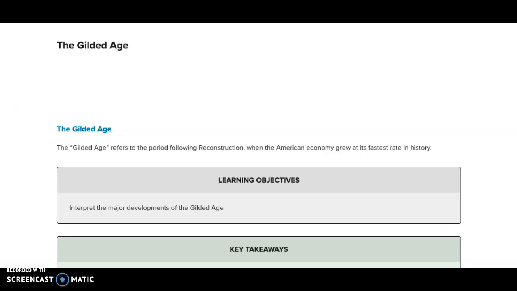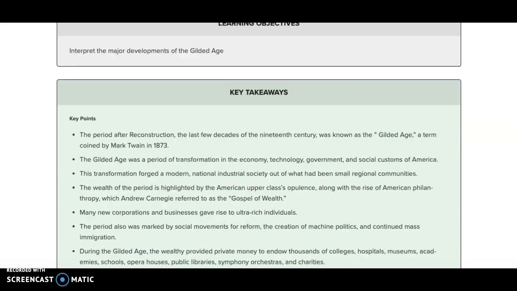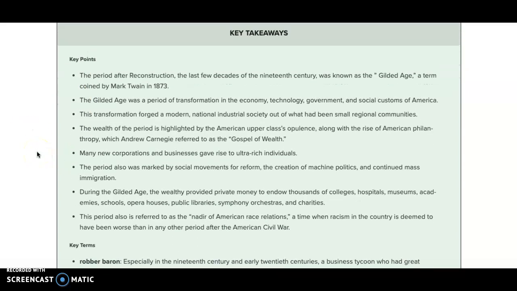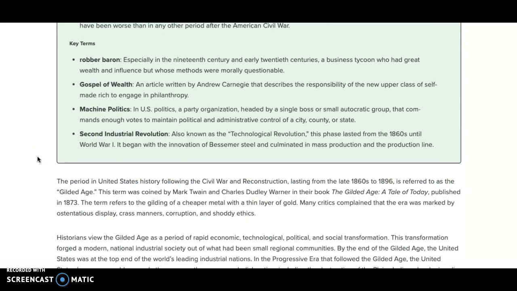The Gilded Age. The Gilded Age refers to the period following Reconstruction when the American economy grew at its fastest rate in history. So we're going to interpret the major developments of the Gilded Age. Here are some of the key takeaways or key points that you can read through if you'd like to. This might help when you're doing your hyperslides. And then key words that you're going to need when you're doing your hyperslides as well. So robber baron, gospel of wealth, machine politics, and then Second Industrial Revolution.